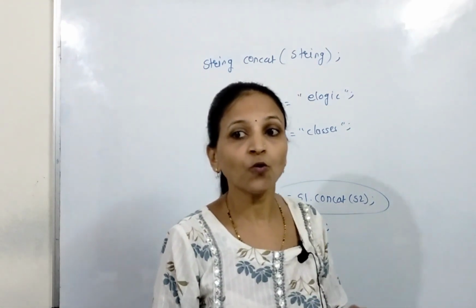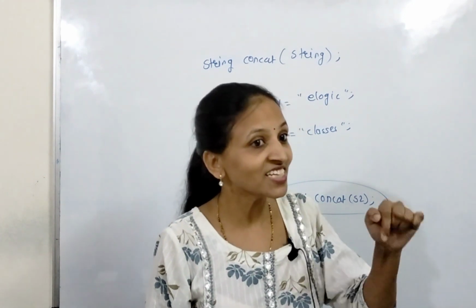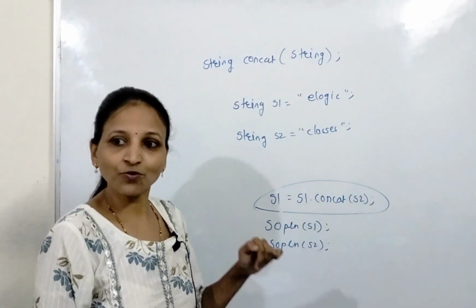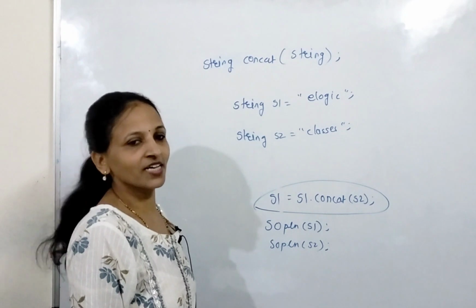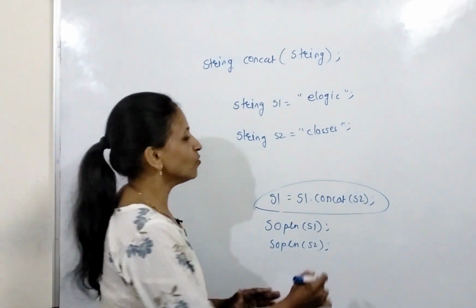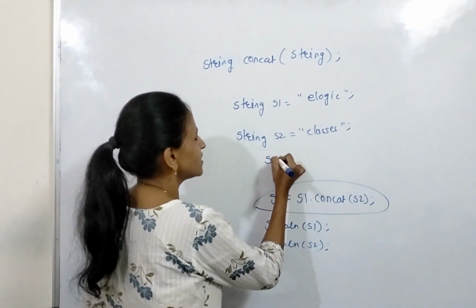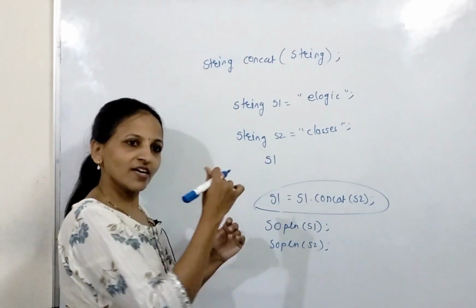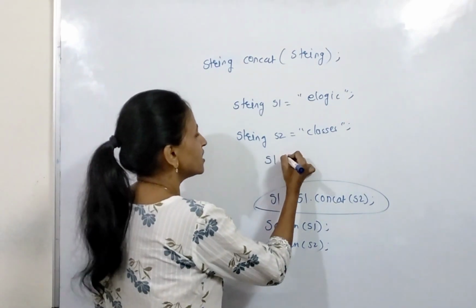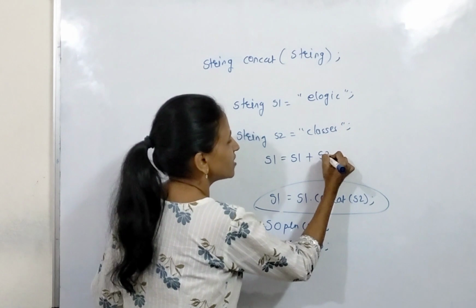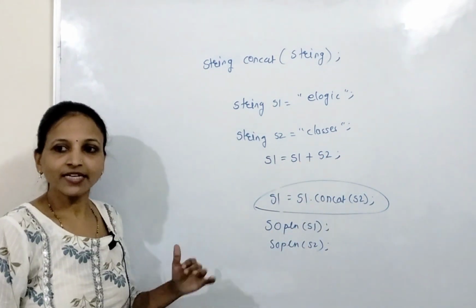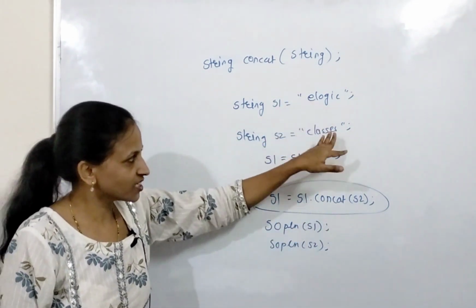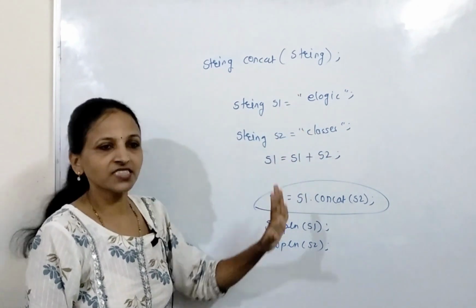Plus is an overloaded operator in that string class. That's why you can use that plus operator to concatenate two strings. Now how to use it? Here we can write S1, see, I am using the same S1 again. S1 equal to S1 plus S2. Then in S1 you will get eLogic classes, and in S2 again the same string will be there.